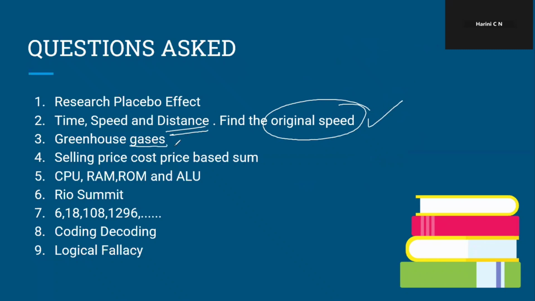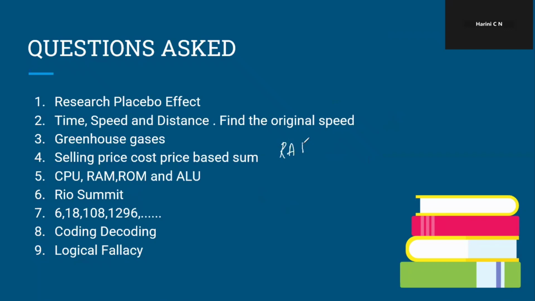Greenhouse gases. In yesterday's video, I explained about the components of greenhouse gases. I asked you to revise and go for today's exam and you've got exactly the same question. So greenhouse gases and selling price and cost price based sum. They have asked you to find the cost price of a particular item and it is sold at a profit of 25%.